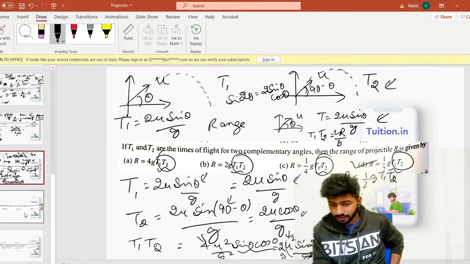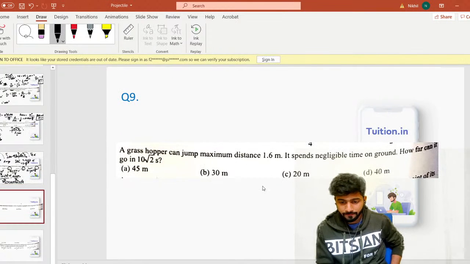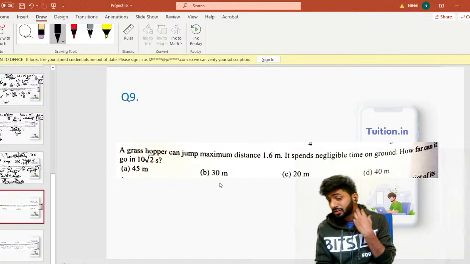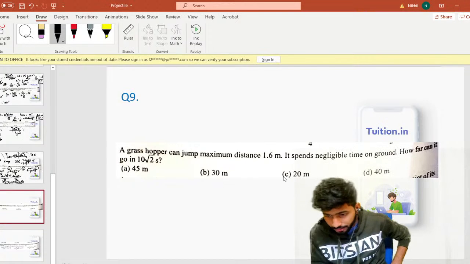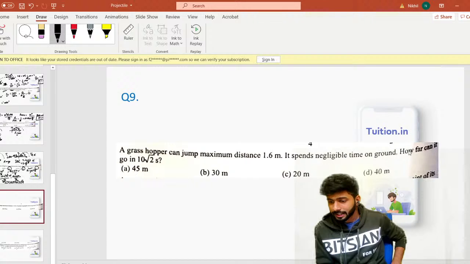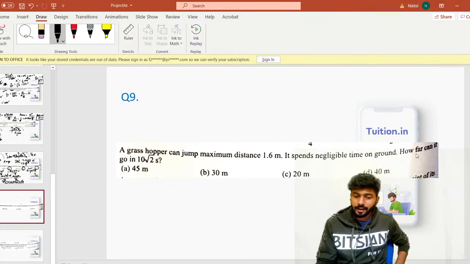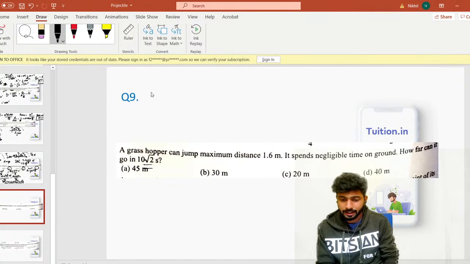Let's move on to the second last question, which is the 9th question. A grasshopper can jump a maximum distance of 1.6 meters. It spends negligible time on the ground. How far can it go in 10 jumps per second? So it's like this, there is a grasshopper, he can jump like this, like a projectile.